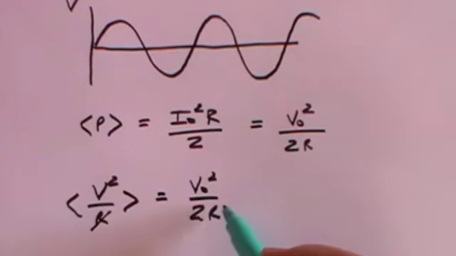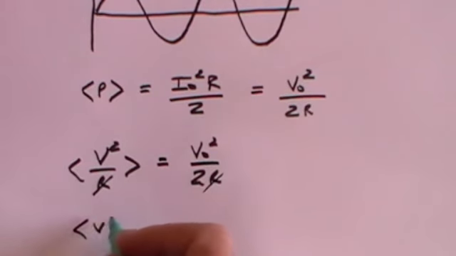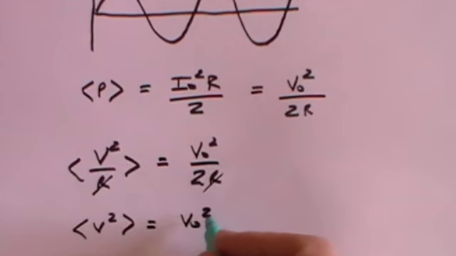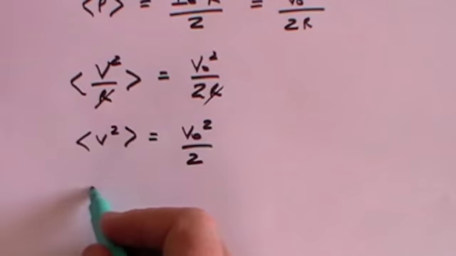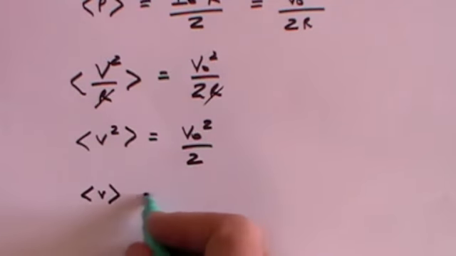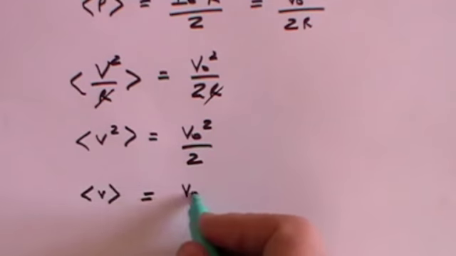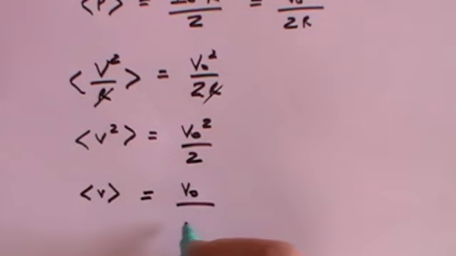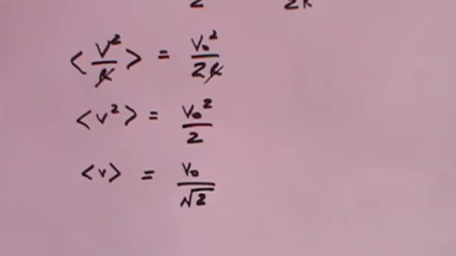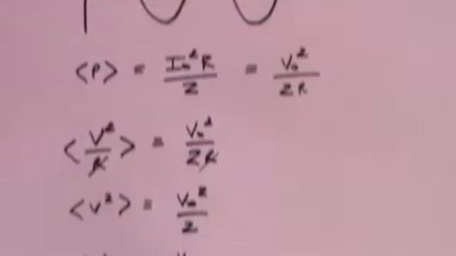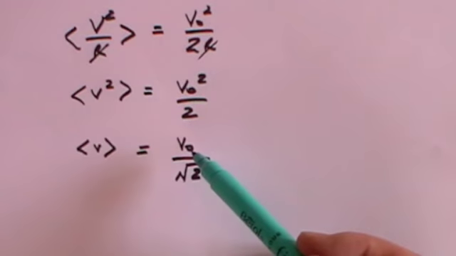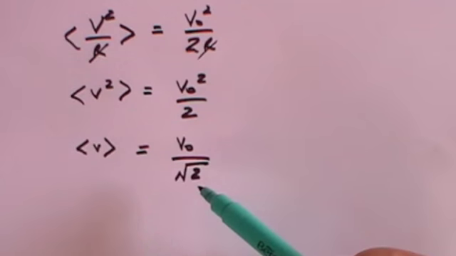The R's cancel, and that gives us that the average value of V squared is equal to V naught squared divided by 2. And that means if you take the square root of both sides, the average value of V, the voltage, is equal to the square root of V naught squared, which of course is just V naught, divided by the square root of 2. And that's a root mean square. The average value of the voltage in an alternating current where the voltage is constantly changing is equal to the maximum value divided by the square root of 2.